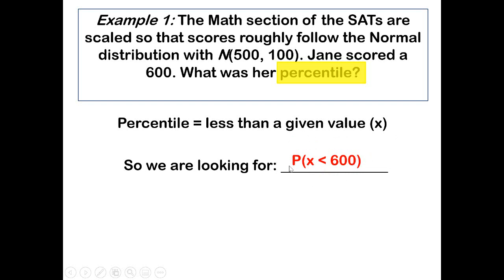This is a really, really powerful tool that we'll be using throughout this class. Being able to read through a problem and figure out what the probability statement is for it can be extremely helpful as we work through this class. So whenever you see percentile, we know that we're looking for the probability that an x value is less than something. In this case, 600.